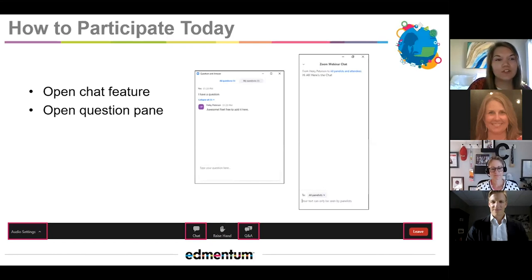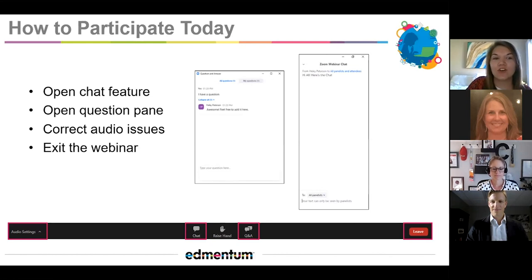And then the last two features that I want to point out are the audio settings and how to exit today's session. On the left-hand side of your screen is the audio settings. And if you're having any audio issues, we suggest you check that out first. But if that's still not working, go ahead and let us know in the chat. And then lastly, when today's session is over, you can exit the webinar using the leave button.